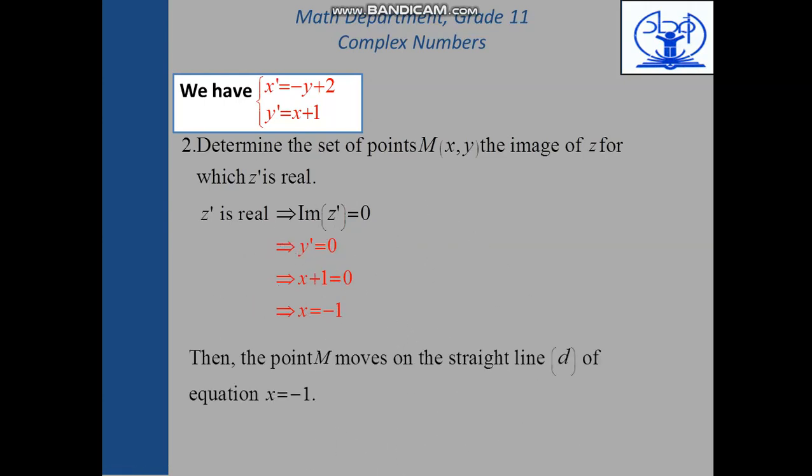This one is the equation of a line. So the point M of coordinates x, y, verifying this relation x equal minus 1, moves on the straight line D of equation x equal minus 1. So if z prime is real, M moves on a straight line of equation x equal minus 1.